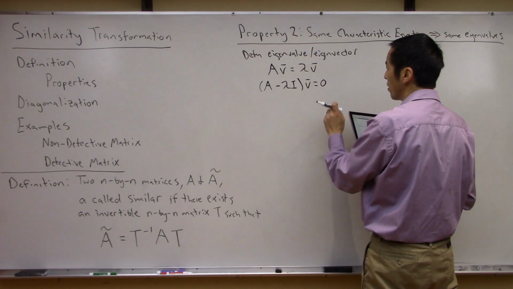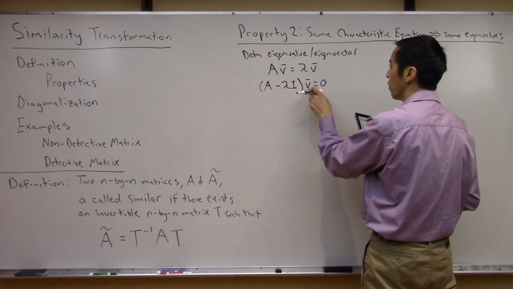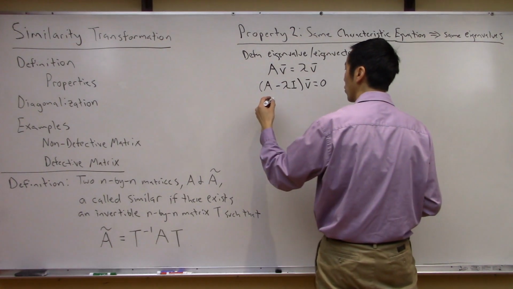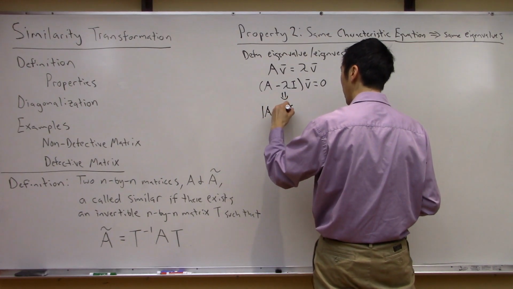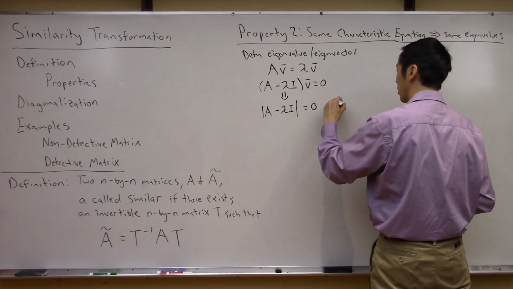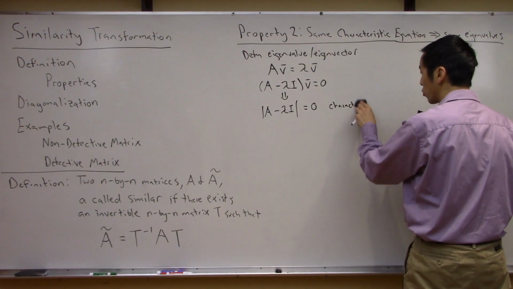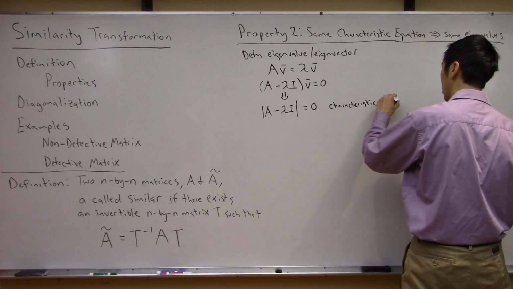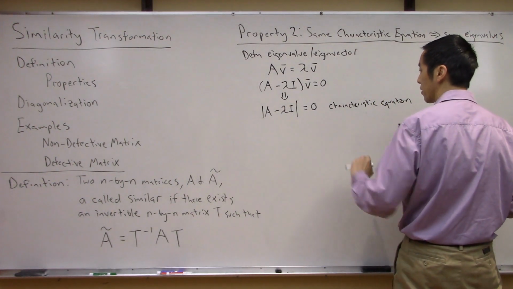And we see that the only way this is true for a non-trivial V is that this determinant has to be equal to 0. So in other words, this implies the determinant of A minus lambda I has got to equal 0. And this was basically your matrix characteristic equation. Sorry, I totally spelled that wrong. That's your matrix characteristic equation. You basically solve this for lambda.